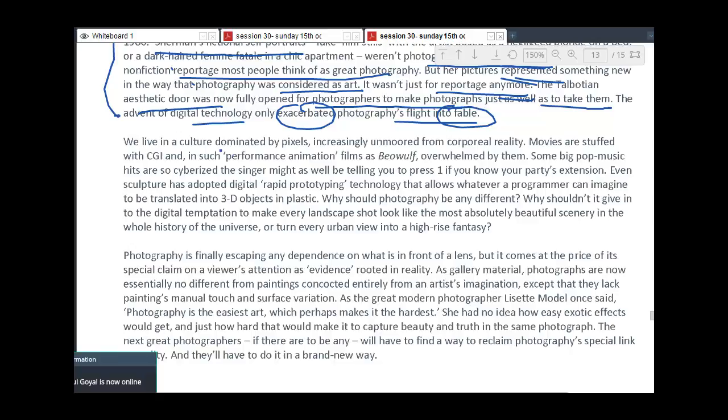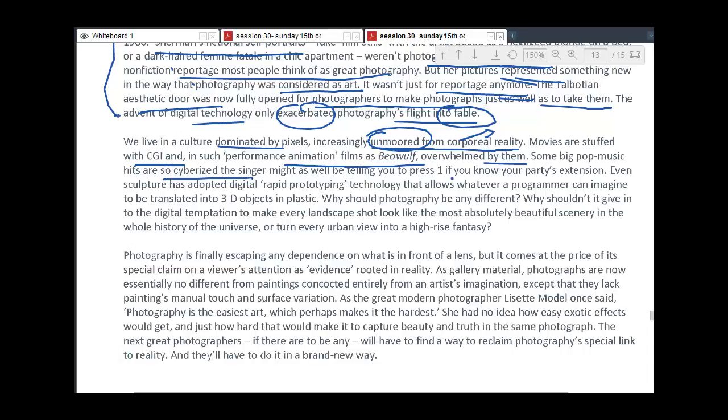We live in a culture dominated by pixels, increasingly unmoored from corporeal reality. That means unmoored means removed from corporeal reality, from physical reality. Movies are stuffed with CGI, and performance animations like Beowulf are overwhelmed by them. Some big pop music hits are so cyberized. Even sculpture has opted in. So everything has become digital, the author says. Why should photography be any different? Why shouldn't it give in to the digital temptation to make every landscape shot look like the most absolutely perfect picture? So the author says that even photography will digitize as everything has become digitized.